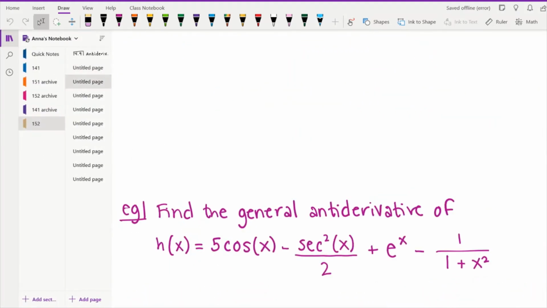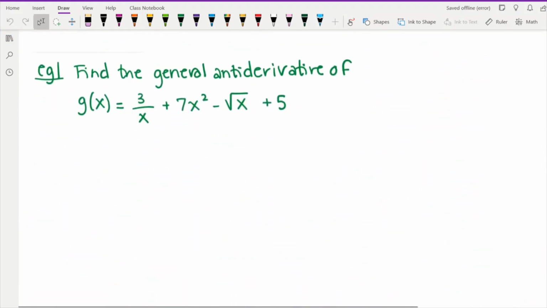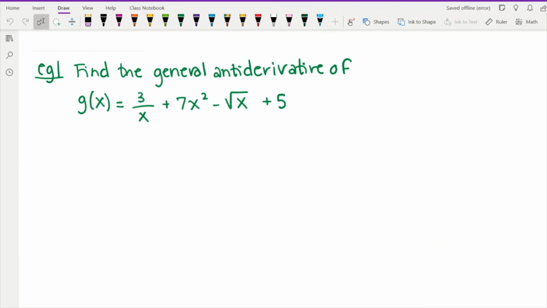Okay, so let's do another couple examples practicing with what we just learned. In this example, we want to find the general antiderivative of g of x is equal to 3 over x plus 7x squared minus square root of x plus 5. If you feel like you have a good handle on this, feel free to pause the video and try this yourself. If not, feel free to watch along.